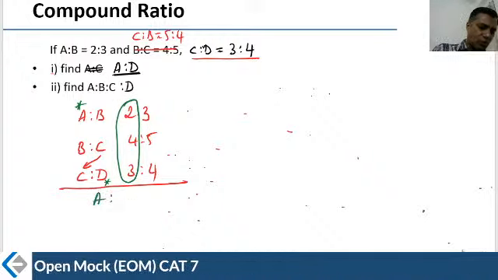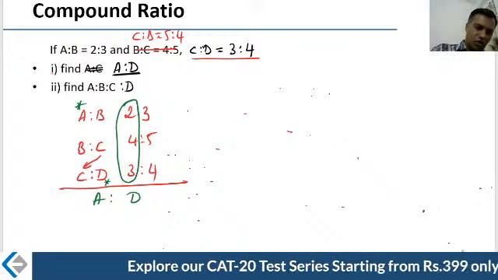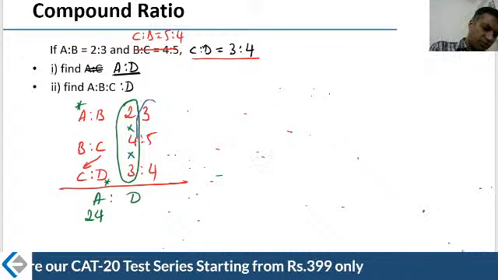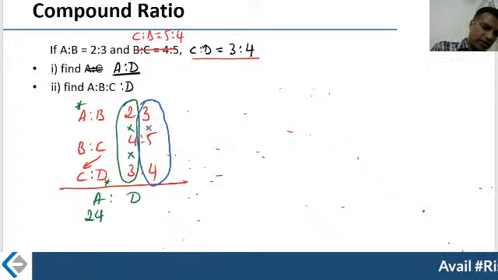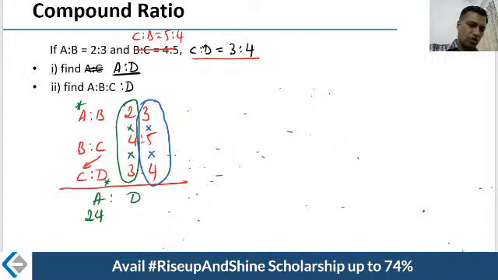So if I just want A is to D here, I'm teaching you how. Multiply the first column, that is 2 into 4 into 3. Therefore that is 24. Similarly, how do I get the corresponding value of D? Multiply in a similar fashion, the last column: 3 into 5 into 4. That is nothing but 60.